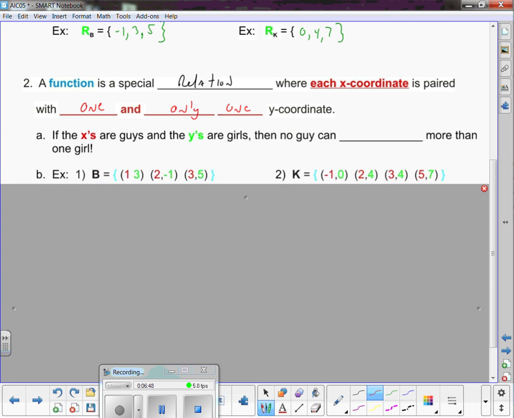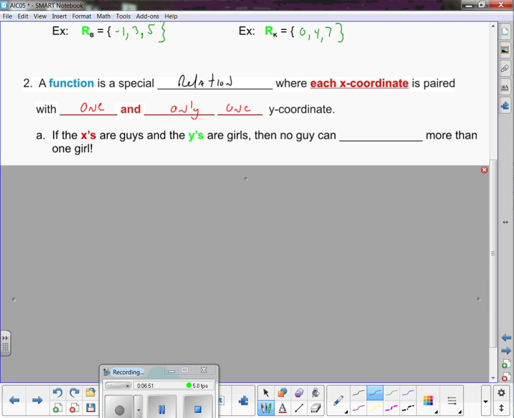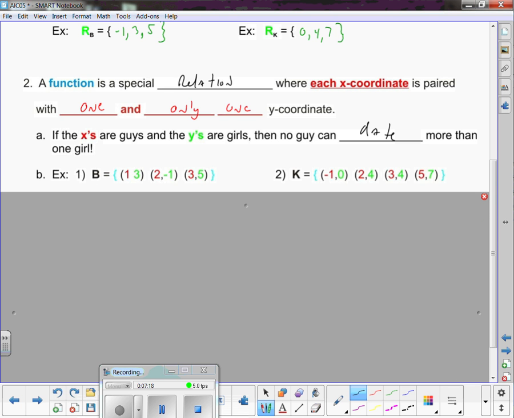Or, if you want to make it real easy, is any guy dating only one girl? Got it? Pretty simplistic, right? The X's are guys and the Y's are girls. Any guy can only date one girl. So no guy can date more than one girl. All right, and that is the order of things. Guys go first, girls go second. If that is the case, then indeed you have a function.